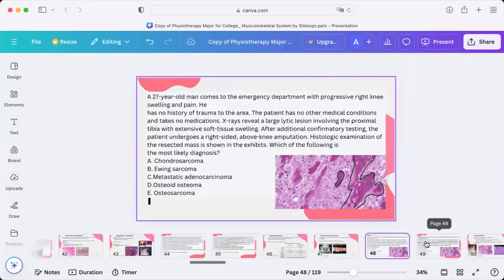We have a 27-year-old man that comes to the emergency department with progressive right knee swelling and pain. He has no history of trauma to the area. The patient has no other medical conditions and takes no medications. The X-ray shows a large lytic lesion involving the proximal tibia with extensive soft tissue swelling. After additional confirmatory testing, the patient undergoes a right-sided above the knee amputation. Histologic examination of the resected mass is shown in the exhibit. Which of the following is a likely diagnosis? Is it chondrosarcoma, Ewing sarcoma, metastatic adenocarcinoma, osteoid osteoma, or osteosarcoma?